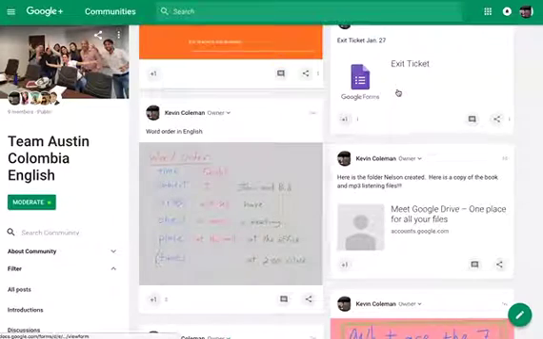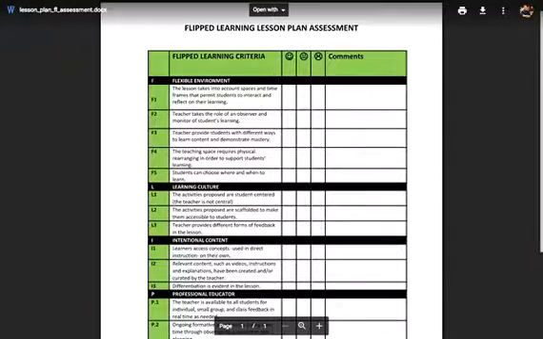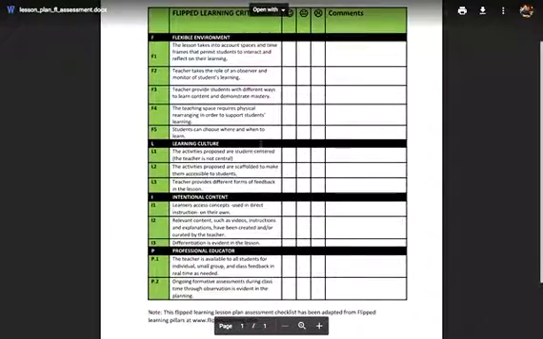I also recommend an exit ticket at some point, maybe after the role play. Get some feedback on an exit ticket, which you can do on Google Forms. They're a great way to keep up with your students. So I think most of this is covered.